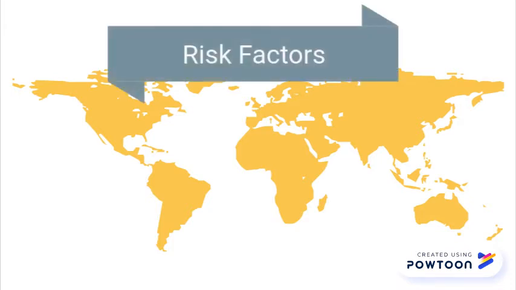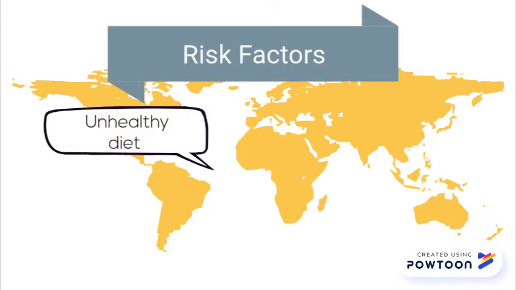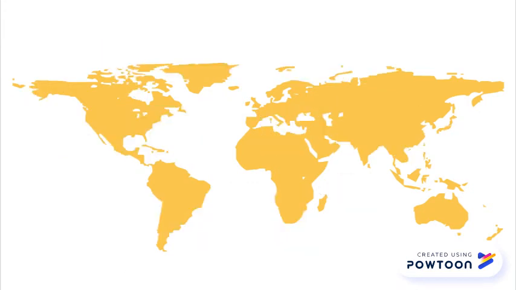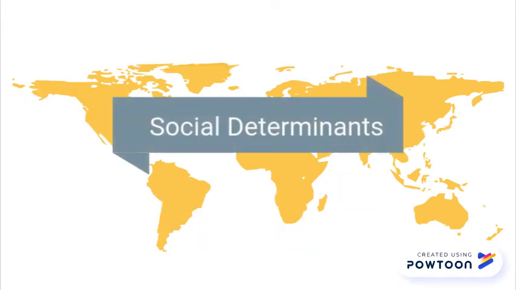There's also several different risk factors too, such as unhealthy diet, like foods high in fat and sodium, alcohol and tobacco use, and even physical inactivity. Speaking of risk factors, it's also really important to consider the social determinants of health here. So for example, if someone has lower socioeconomic status, it might be more difficult for them to access good health care or purchase nutritious food.